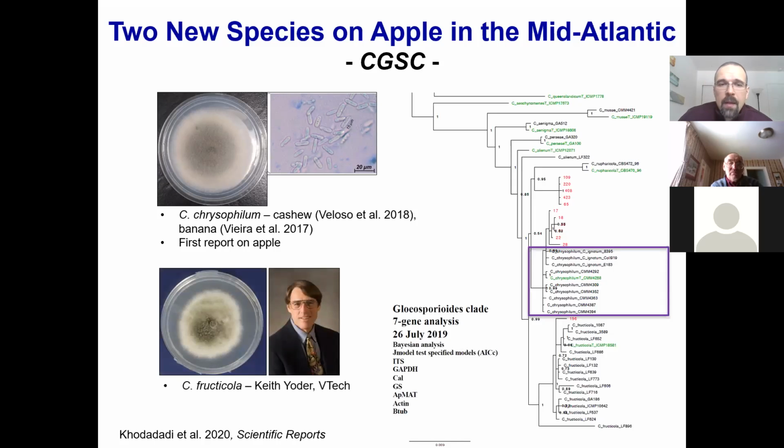The next one was that we actually expected to see Colletotrichum fructicola. That was our main expectation. We obtained isolates from Keith Yoder's lab at Virginia Tech, and hoped that we were going to find Colletotrichum fructicola, because that's what we saw from the literature would be the most dominant species next to the fioriniae that I mentioned to you before, but we did not have that species.